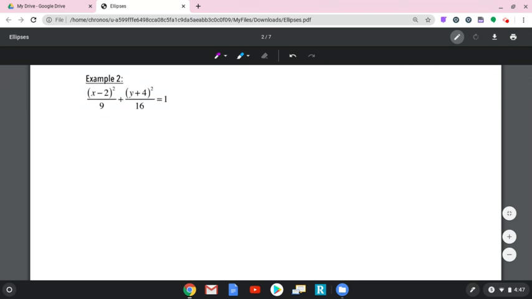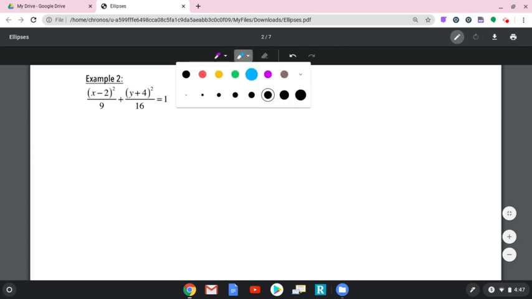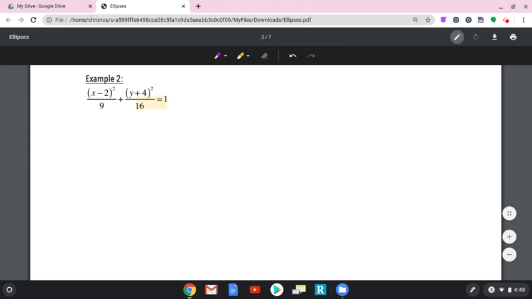All right. Now, looking at example 2, it's slightly different from example 1 in the sense that our center is not 0, 0, and A is in a different location. How do we identify A? A is always the largest denominator in our standard form. So in this case, I know that my A is 16. So right off the bat, I'm going to say A squared equals 16.